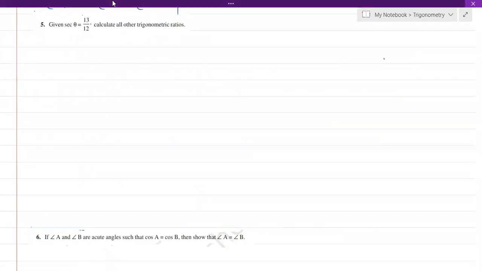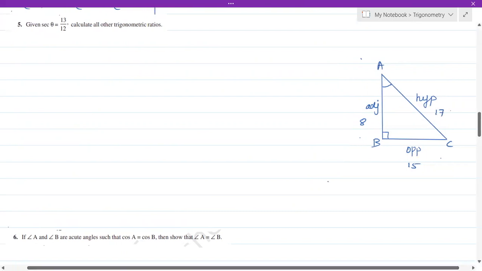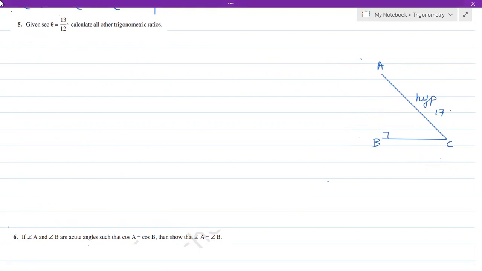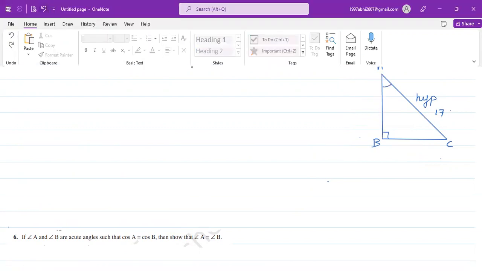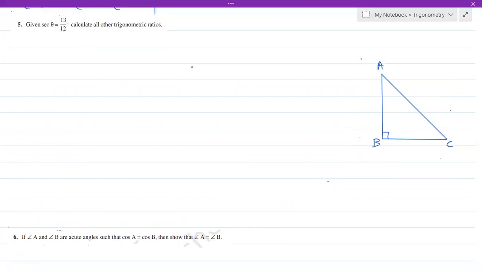Let me paste it here. So let me erase all this stuff. Now they've told it is not secant A, it is secant theta. So I can take the angle anywhere I wish. I'll take it at C. We can also take it at A, no issues. I'll take this angle to be theta. Now the opposite side will become AB, and opposite to 90 degree will become hypotenuse, and the remaining one will become adjacent.